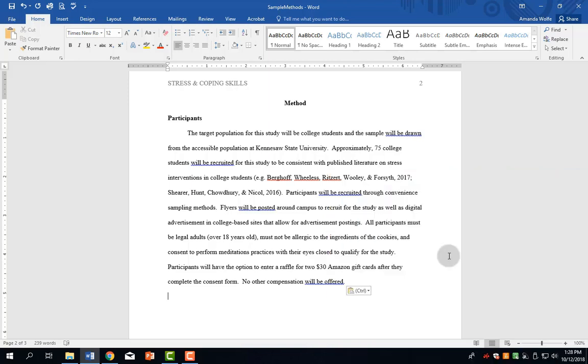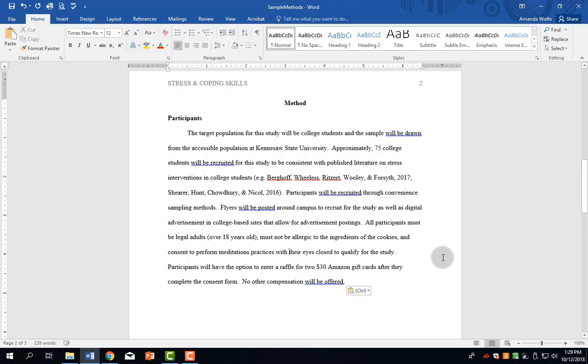Flyers will be posted around the campus to recruit for the study, as well as digital advertisements in college-based sites that allow for advertisement postings. All participants must be legal adults over 18 years old and must not be allergic to the ingredients of the cookies and consent to perform meditation practices with their eyes closed to qualify for the study. That's the demographic requirements. Notice that I have not capped off an age, that they're all legal adults and that they have to be college students.